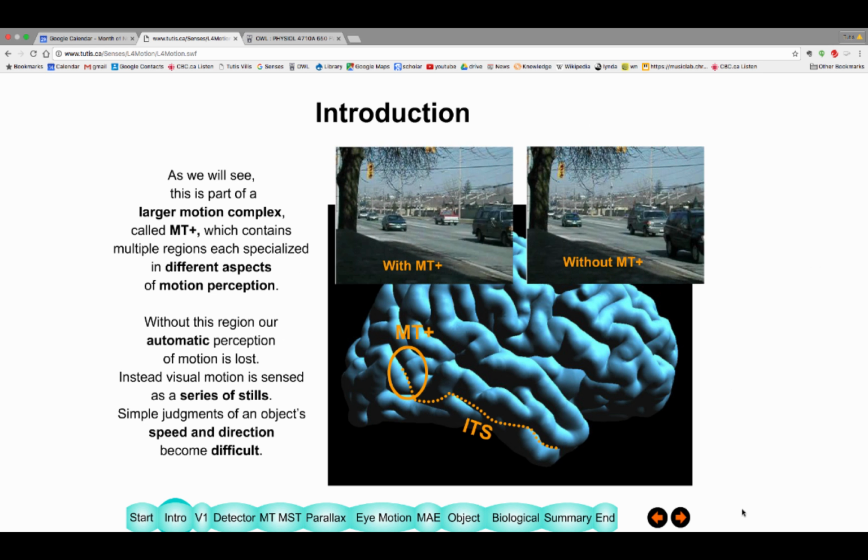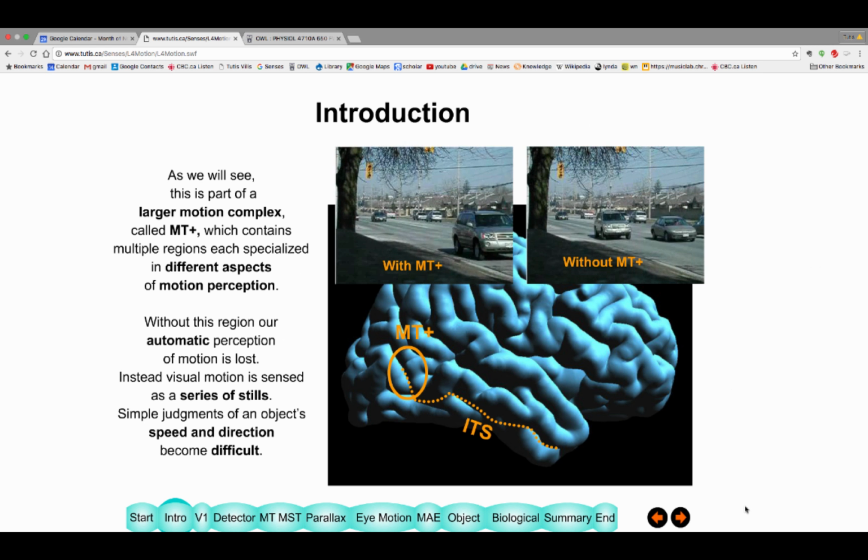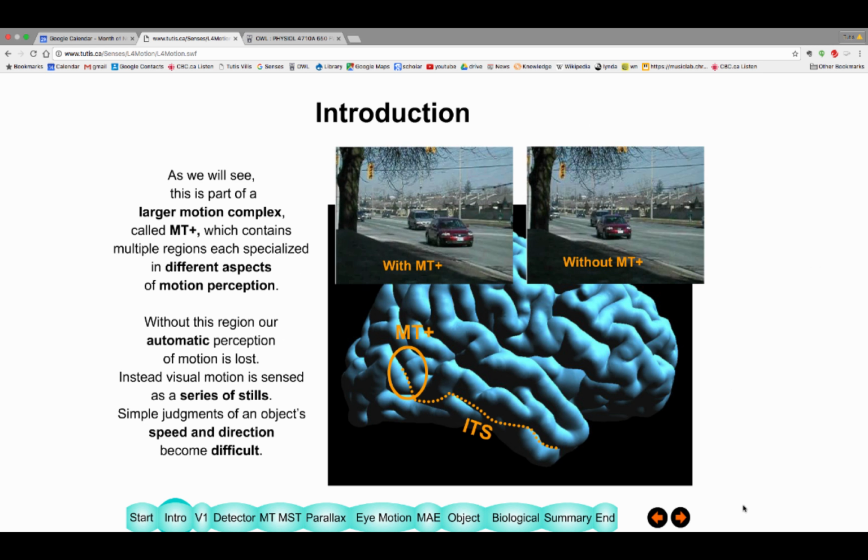Everything would be a bunch of stills. When you poured water into a cup, you would just see it's one still, and then another still, and then it's overflowed. It'd be very hard for you to tell that the water is rising in the cup. You tend to overfill your coffee cups with hot water.